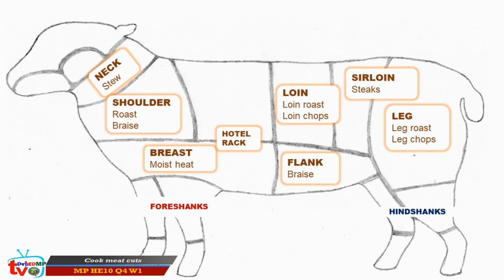The lamb loin is where we get lamb loin roast and lamb loin chops, both tender cuts that are best prepared using dry heat. The lamb rib primal cut, sometimes called the hotel rack, is where we get some of the animal's most impressive looking cuts: lamb rib chop, lamb crown roast, and rack of lamb. Depending on the size of the ribs, some lamb chops might comprise 2 ribs.